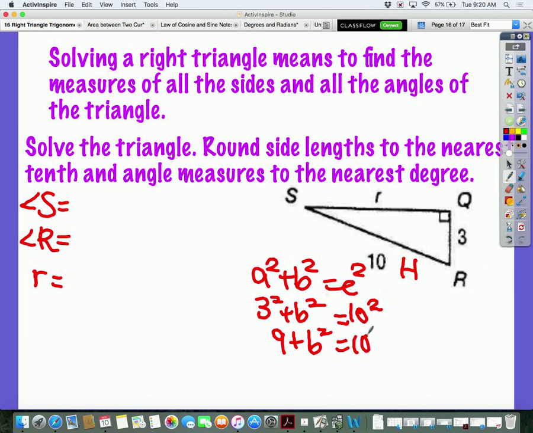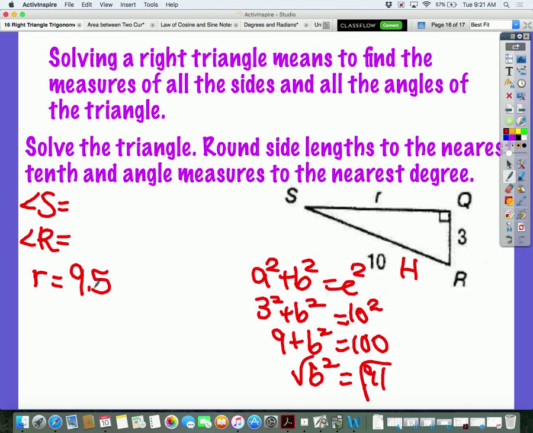Subtract 9 over. Now you want to do the square root of that. That ends up being r. And I am rounding this to the nearest 10, so I don't have to worry about simplifying. What is the square root of 91? Confirmation? Great. Is everyone okay?